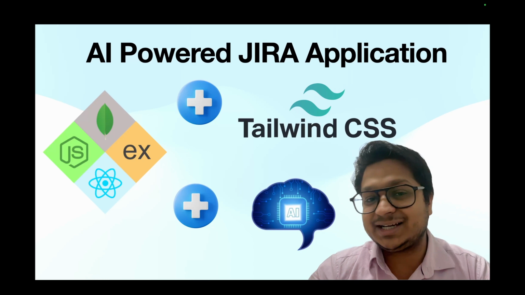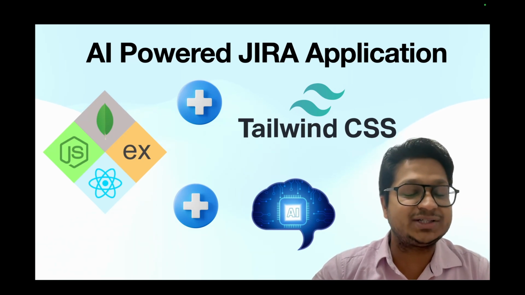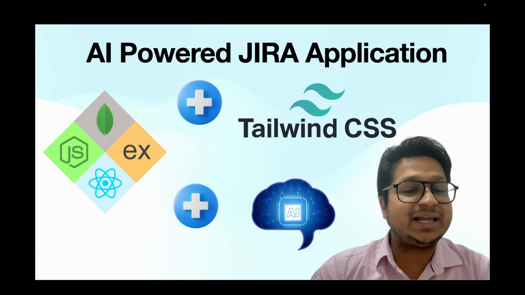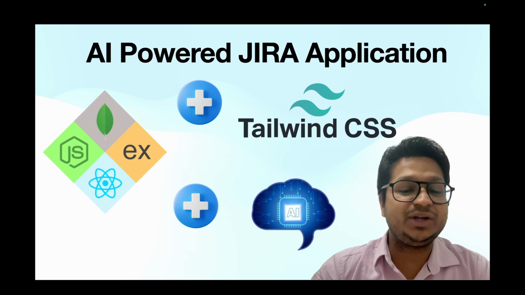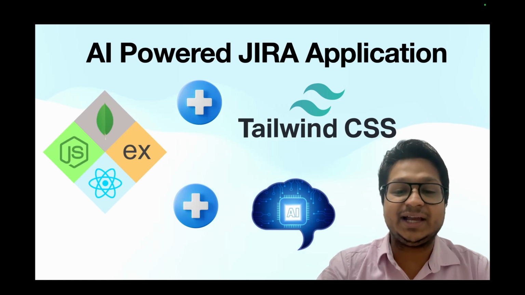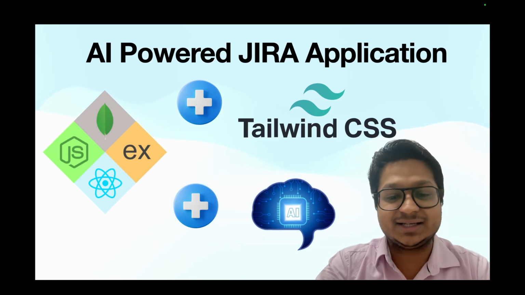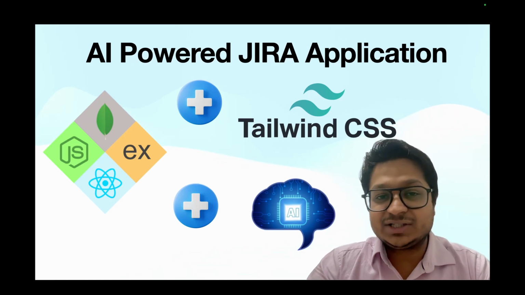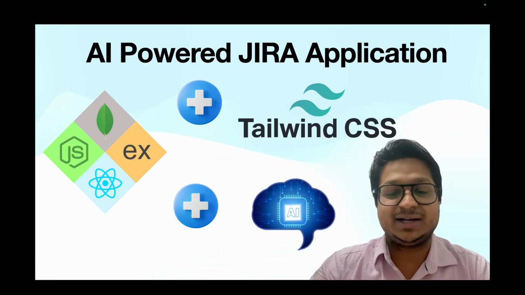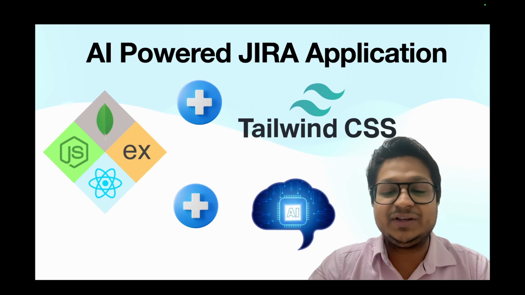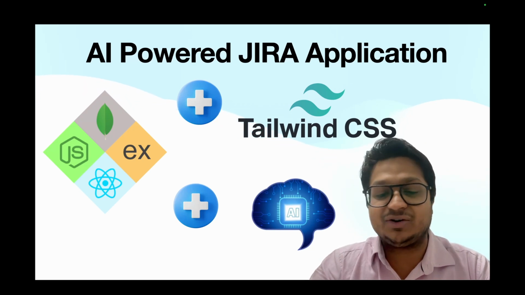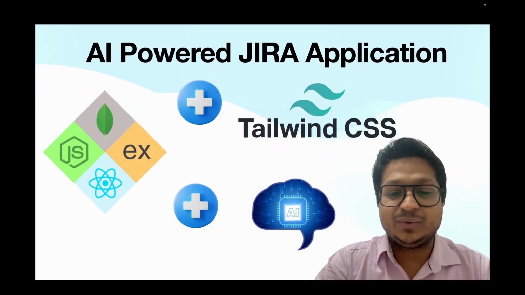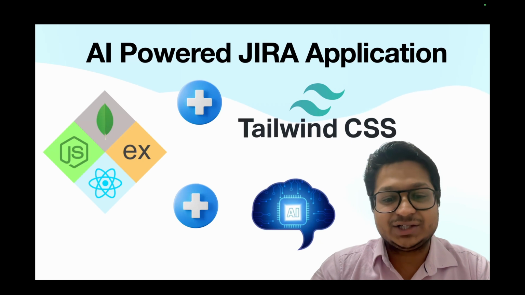What is the tech stack I'm going to use? MongoDB, Express, React, Node. We are going to style it with Tailwind CSS, and we are going to use the Gemini API to integrate our AI features. We'll be implementing step by step how to set up a full stack MERN project, front and back end, and then we are going to integrate some AI features like smart task suggestions and all. So without wasting any time, let me show you how our application will look.